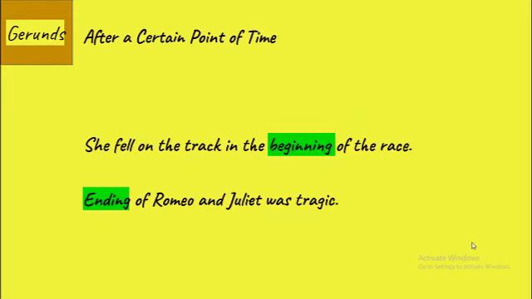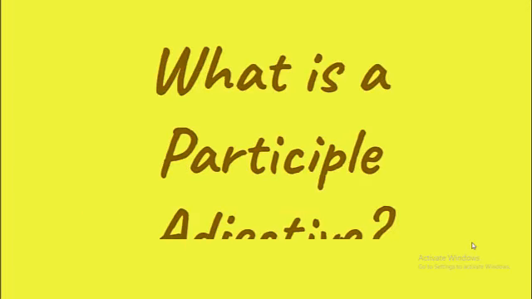Gerunds also come at a certain point of time, like: she fell on the track in the beginning of the race, beginning of something. Starting days in college were very exciting. Yes. Ending of Romeo and Juliet was tragic. Starting, ending. Some endings are not always good. What is the participle adjective? Can you tell me?